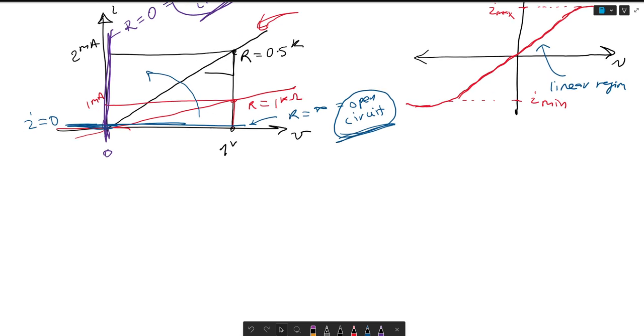We want to now talk about the main point of why we want these currents to flow through a resistor. And to do that, we introduce power.